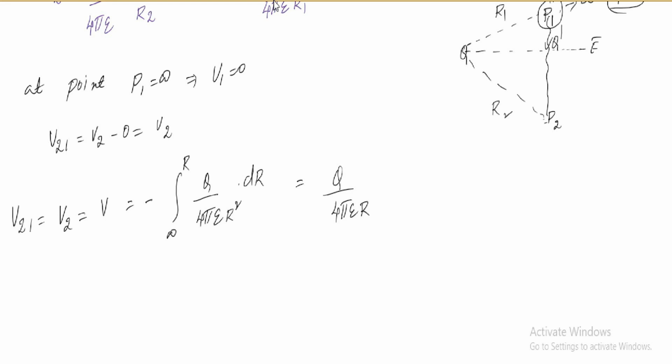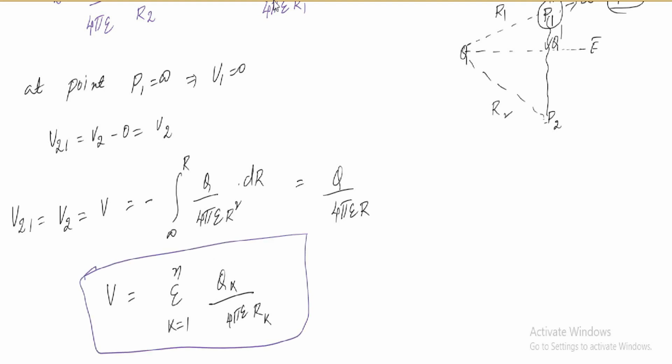The generalized equation for absolute potential is summation over k equal to 1 to n of Qk by 4 pi epsilon rk. So this is the generalized equation for absolute potential. So what is potential difference and what is absolute potential? I think you got a clear idea. In potential difference, we move from V1 potential to V2 potential. But in absolute potential, we move a charge in the electric field from a reference point to another point. In the next class we will see equipotential surface or equipotential line.